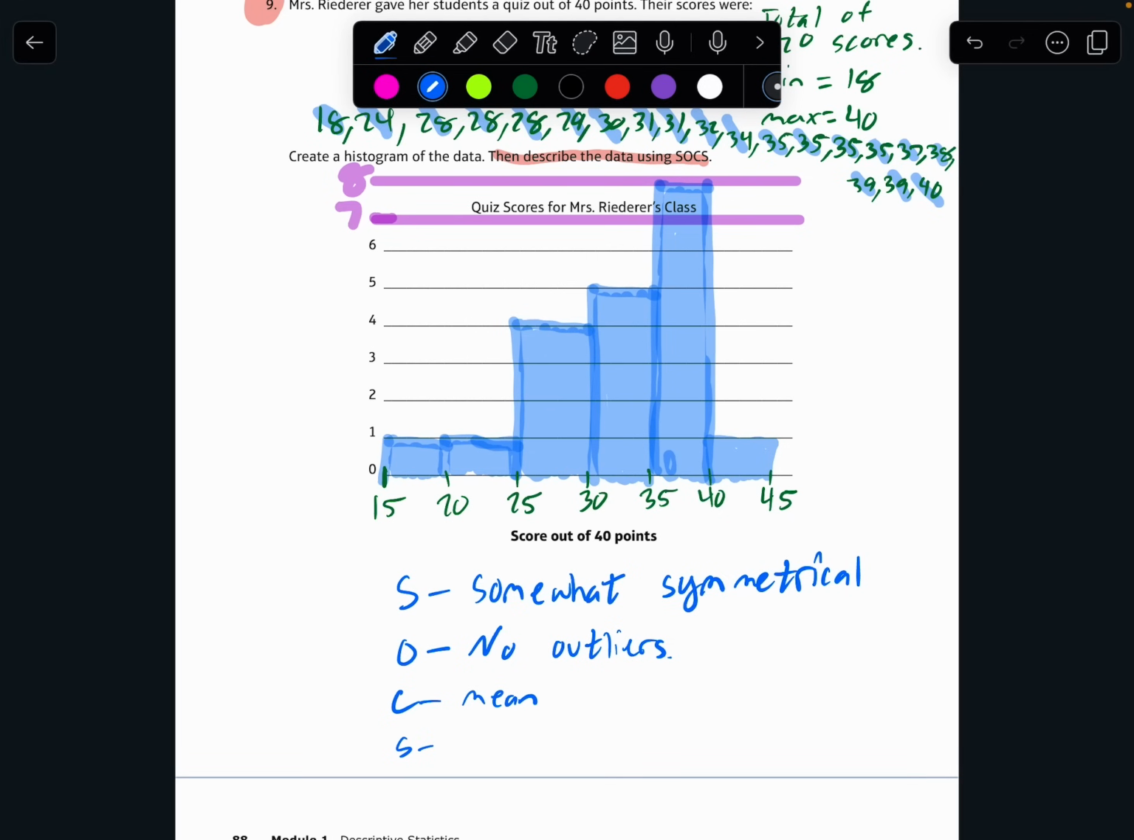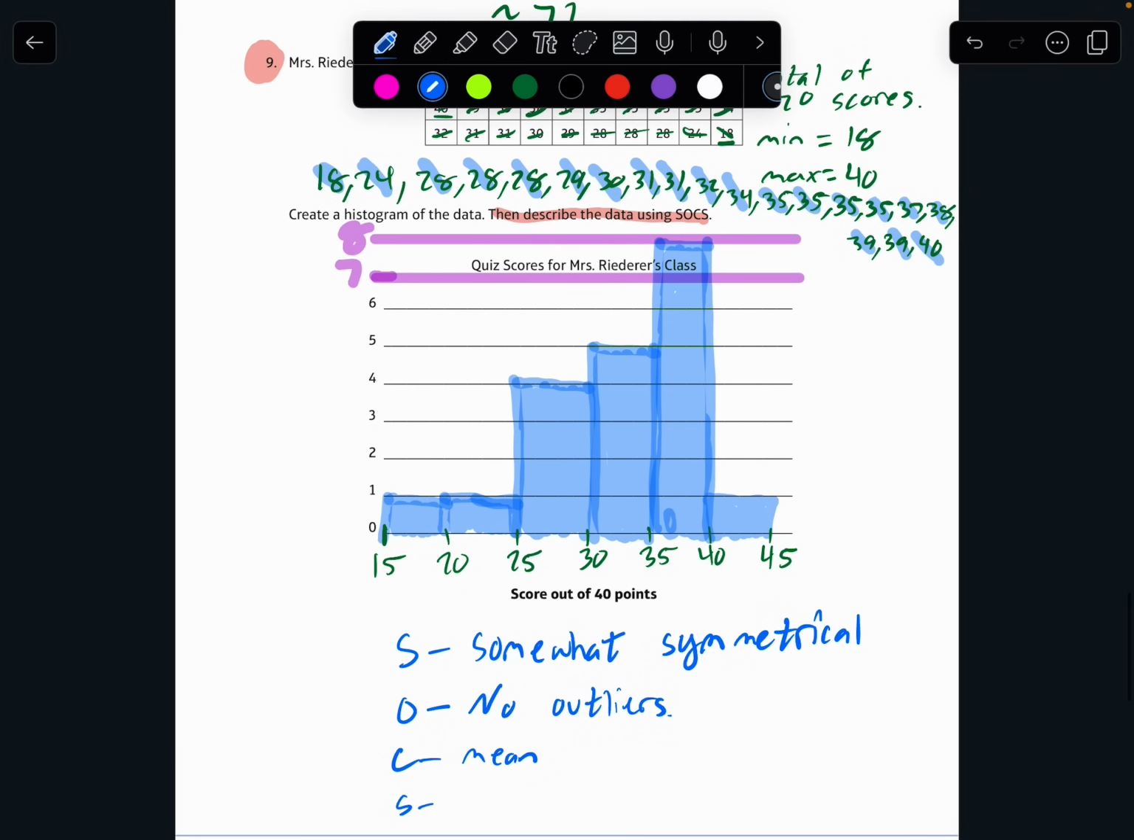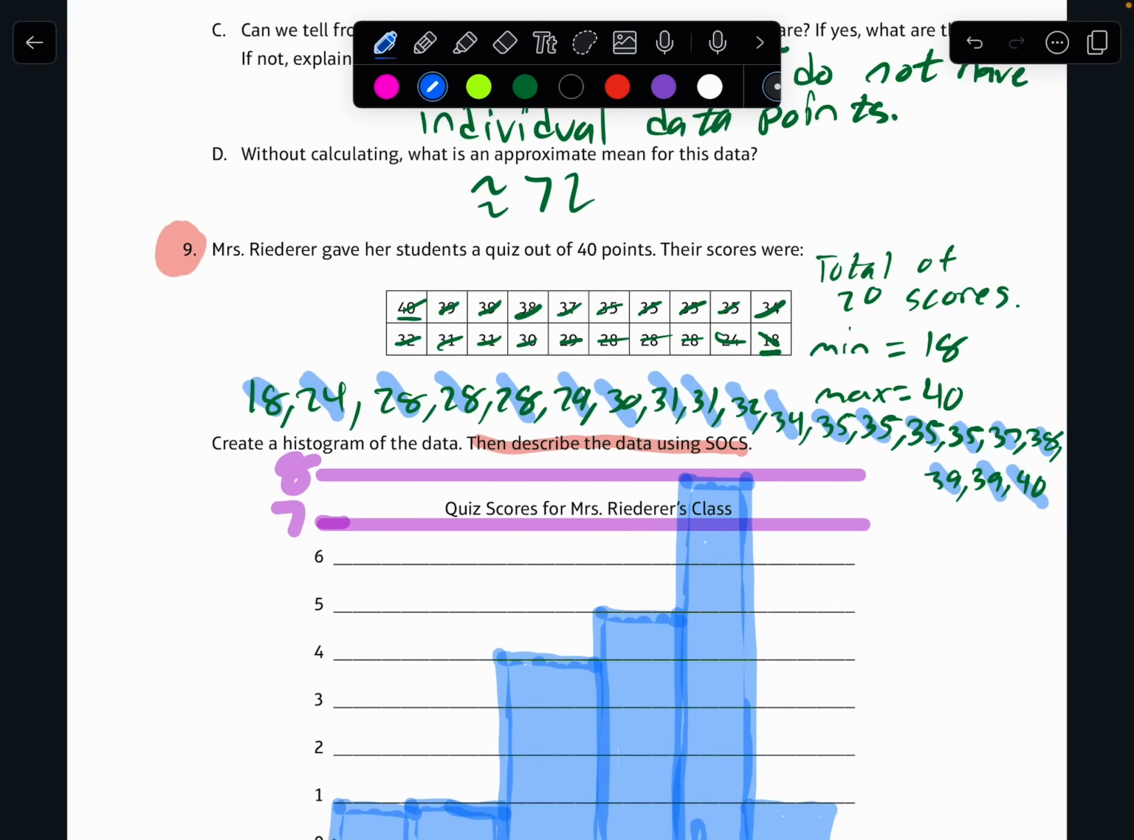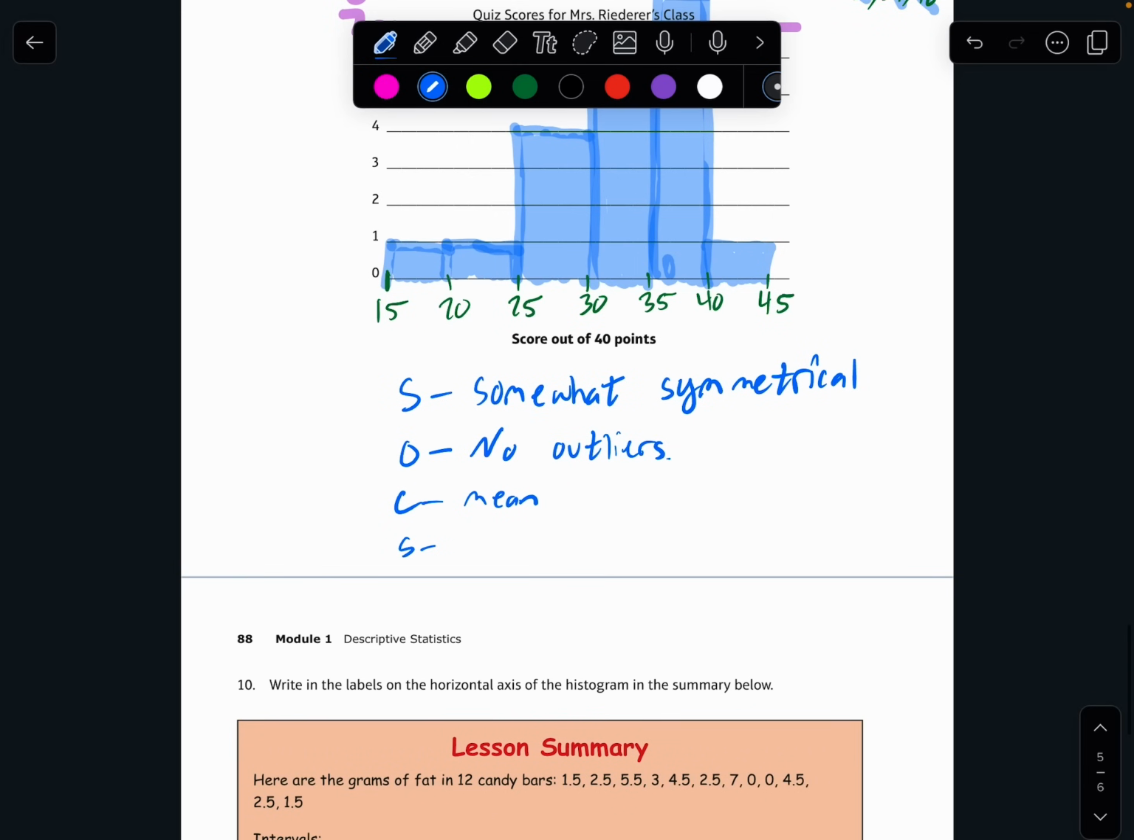And then the spread. Even though we do have the individualized points, I'm not going to do the IQR, so I'm just going to state the range. So range, we have the highest is 40, lowest is 18. So that means 40 minus 18, so 22 would be the answer for the range.